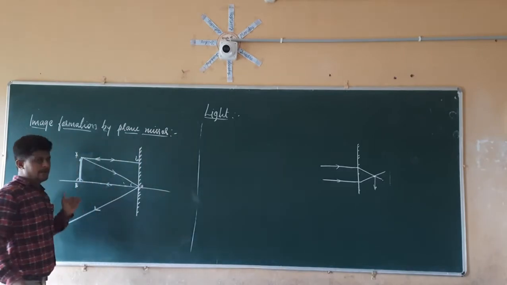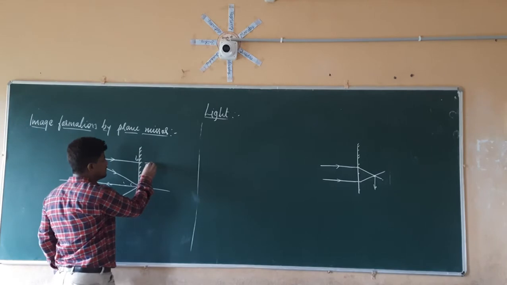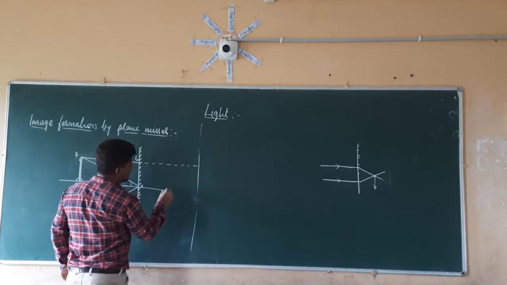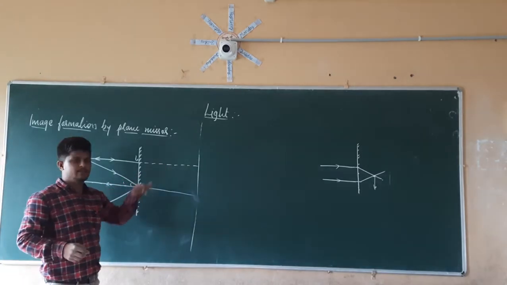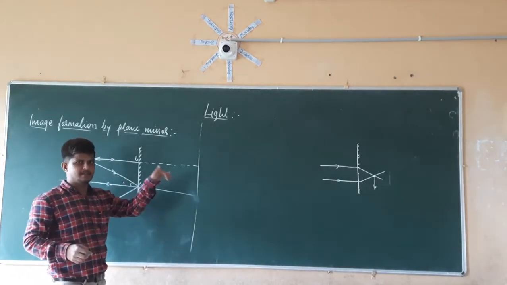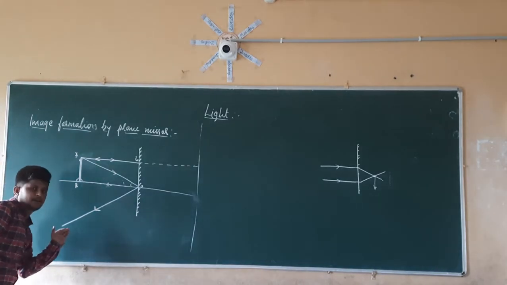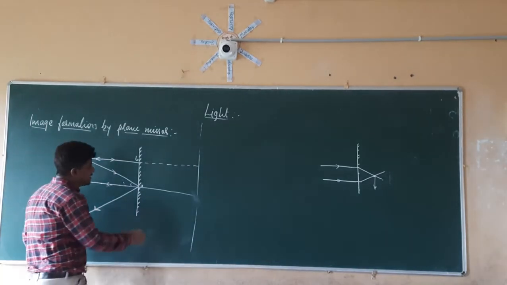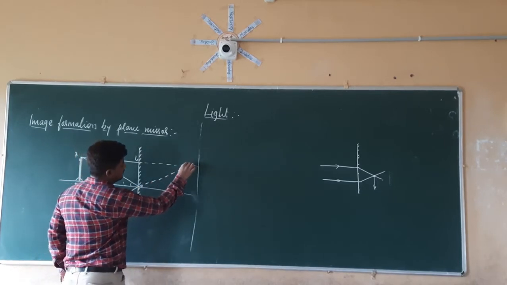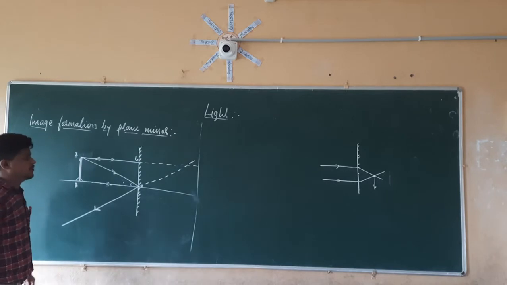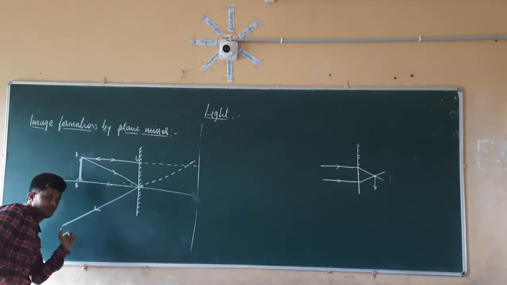If I see from here, the light ray seems to come from inside the mirror. Actually, that is not there. This light ray is not there inside the mirror, but it tells us that the light ray is coming from inside the mirror. In the same way, if you see from the bottom, this light ray again seems to come from inside the mirror. From this point, it seems that this light is coming when you see from here.